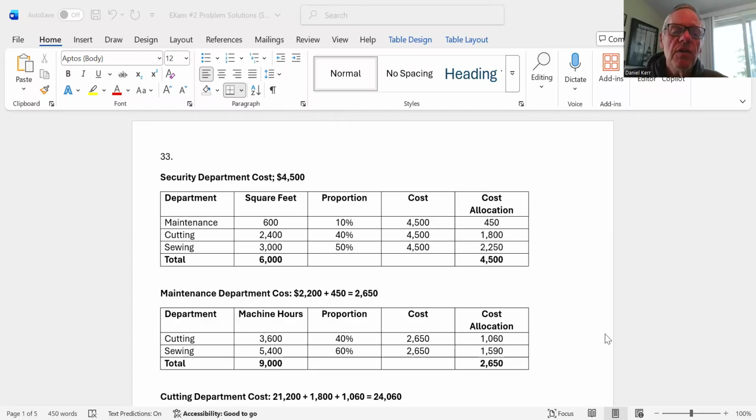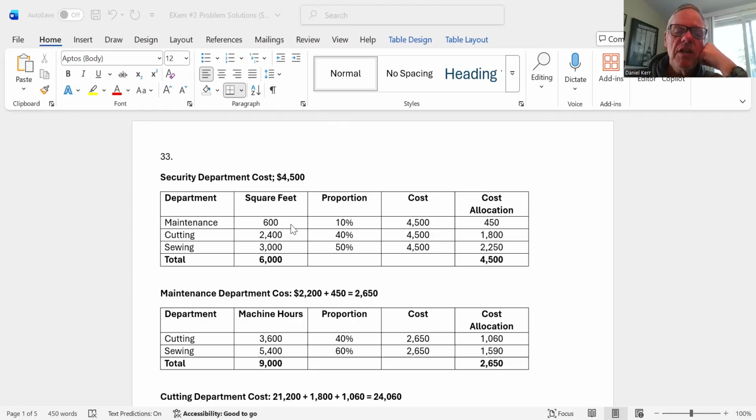First one had to do with the sequential method, sometimes called the step-down method, and we allocate security department costs and maintenance department costs under the step-down method, and they said start with the security department cost first. So that was the larger one. So the security department was supposed to be allocated on the basis of square feet. And a portion of the square feet of the security department, we actually have to allocate some of those costs to the maintenance department as well.